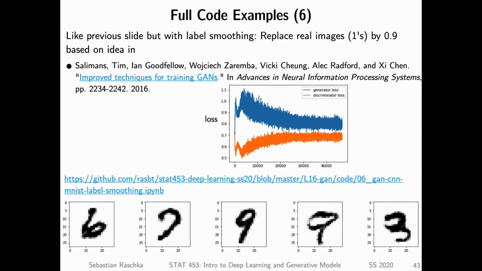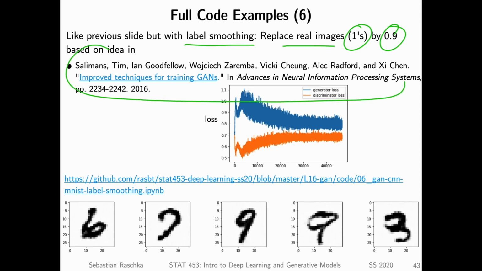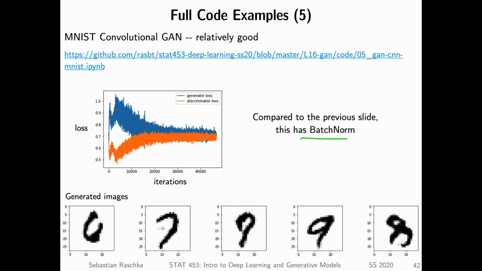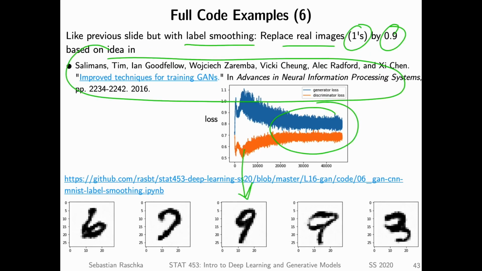And lastly, I tried to improve that further, and I used a trick called label smoothing. So I replaced the class labels of the real images, the ones, by 0.9s, which is an idea proposed in this paper here. Fortunately, we don't have that much time anymore to talk about this in detail, but you are welcome to check out the paper. And here also it looked like it converged, and I like the results in this one better than previous results. I mean, not much better, but compared to the previous slide, I think this improved a little bit. So label smoothing might be also a good idea. These look like real images, I would say. At least real MNIST images.